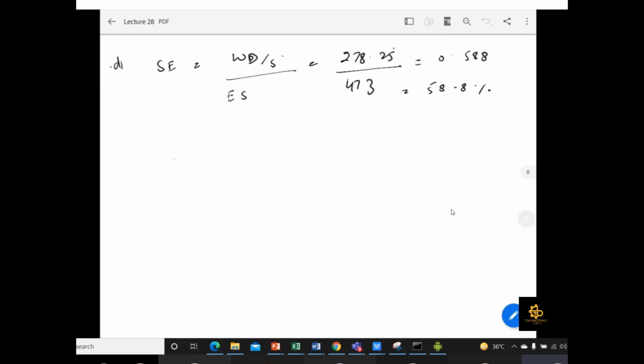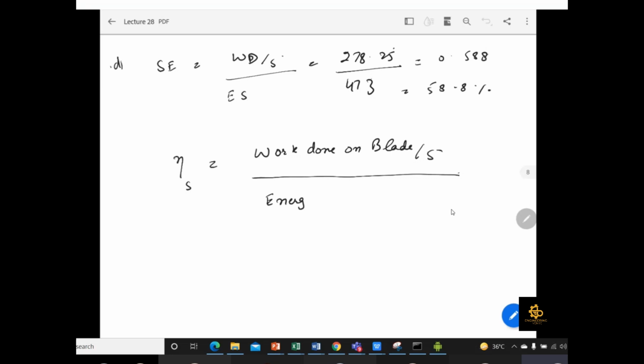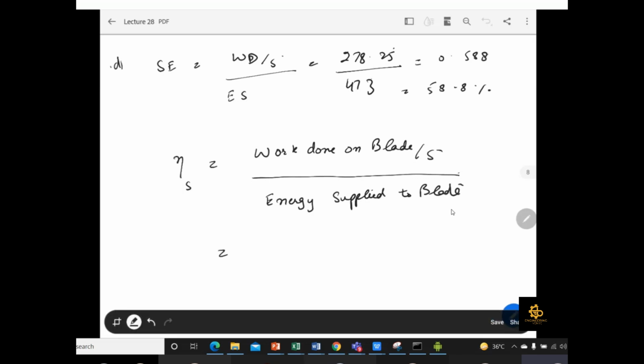In the last class we saw the formula for part D: the stage efficiency that we calculate is the work done on the blade per second divided by the energy supplied to the blade. Okay, so this is the formula for the stage efficiency. I hope you already know from the last class that this formula we have already discussed.